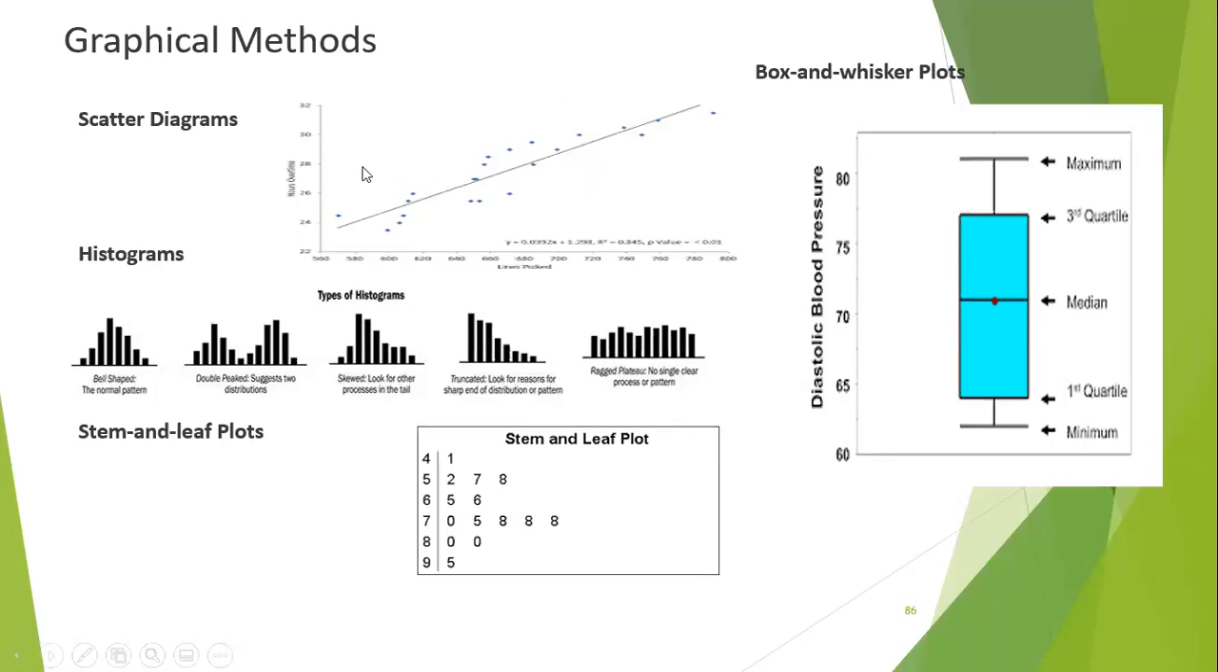This is the scatter diagram. When we do this kind of scatter diagram, we will understand whether it is directly proportional or inversely proportional. If it is directly proportional, then we can do a lot of calculation based on that.